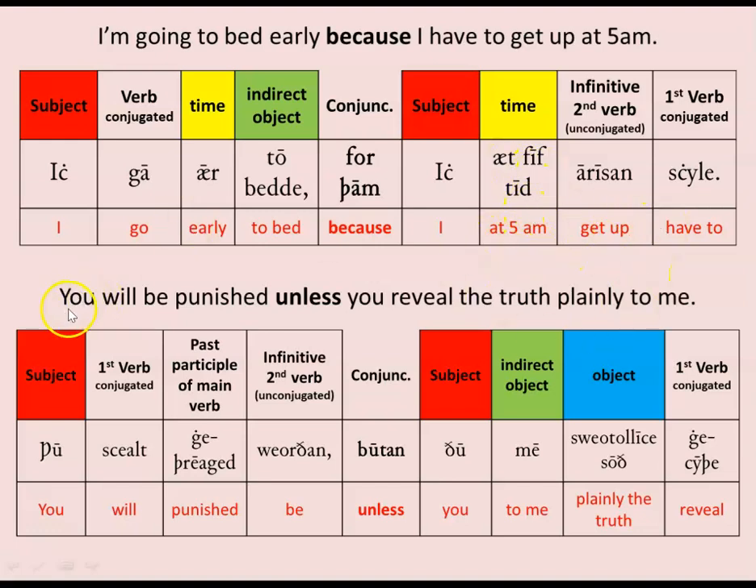Okay, next one: you will be punished unless you reveal the truth plainly to me. Okay, so the subordinating conjunction there is unless, and that is Bhutan. Now, thu shalt ythreiched werthan Bhutan thu me sawertolicha soth yakude. Okay, so thu, you, second person. So we need second person present tense, which is shalt, you will, for will, which comes from the verb willan.